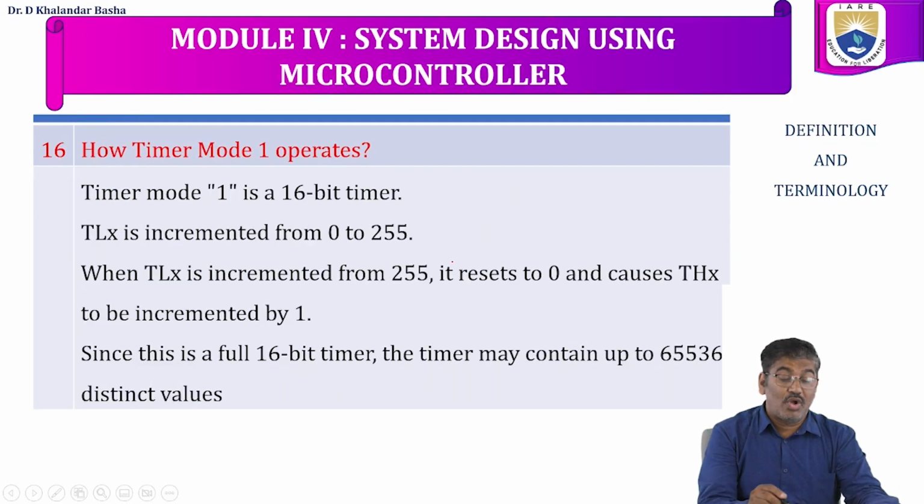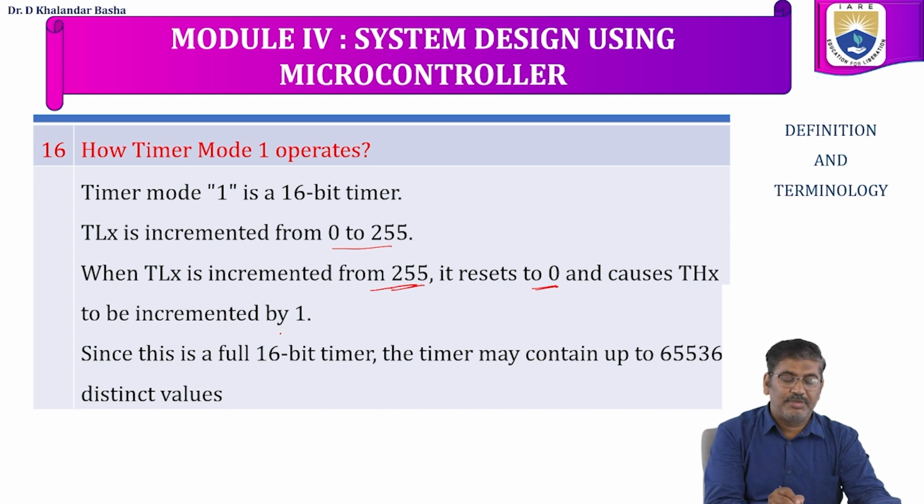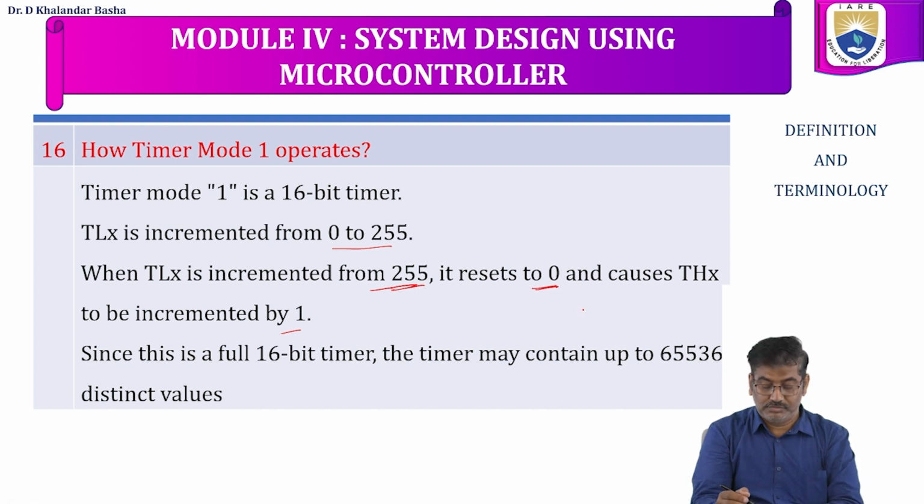How does timer 1 operate? Timer mode 1 is a 16-bit timer. The TLX is incremented from 0 to 255. When TLX is incremented from 255, it will be reset to 0, which is nothing but overflow, and it causes the THX to be incremented by 1. Since this is a full 16-bit timer, the timer may contain up to 65,536 distinct values.